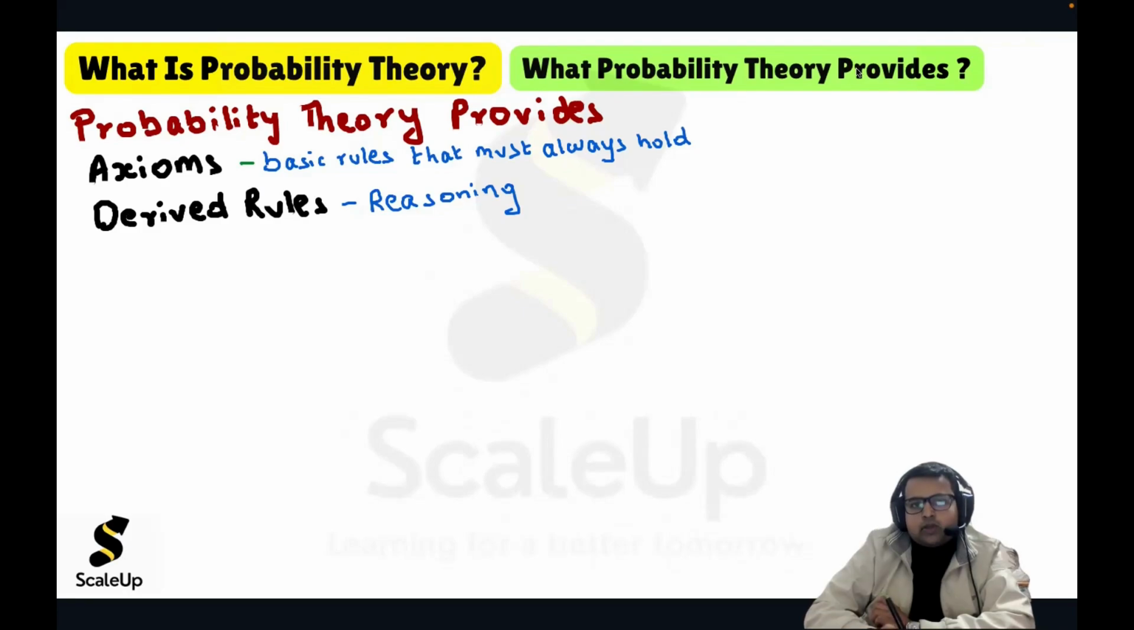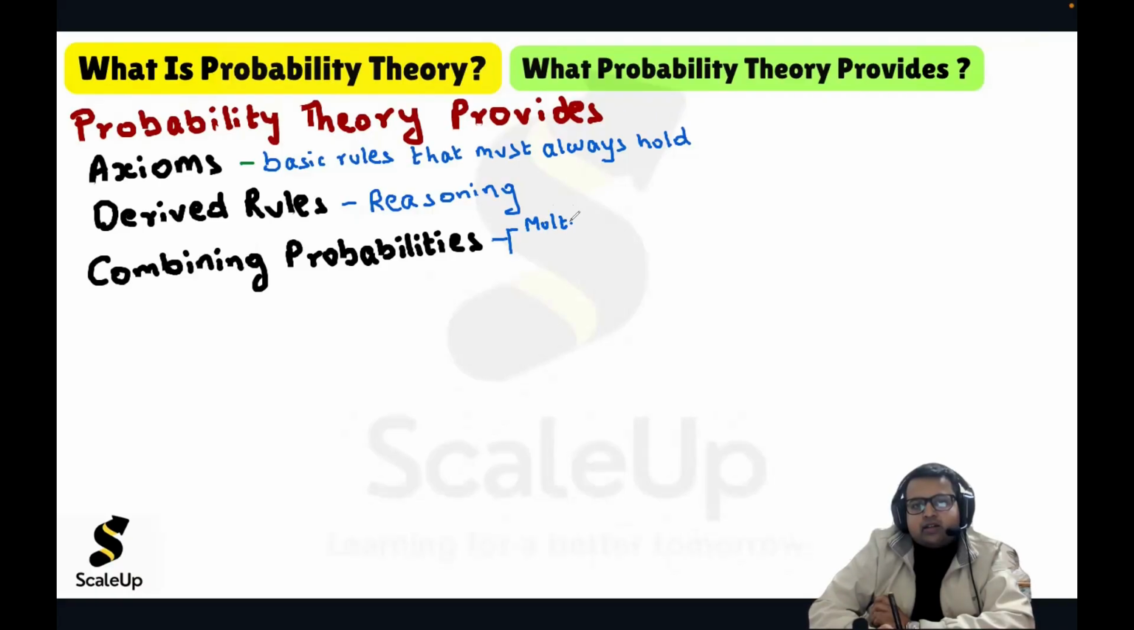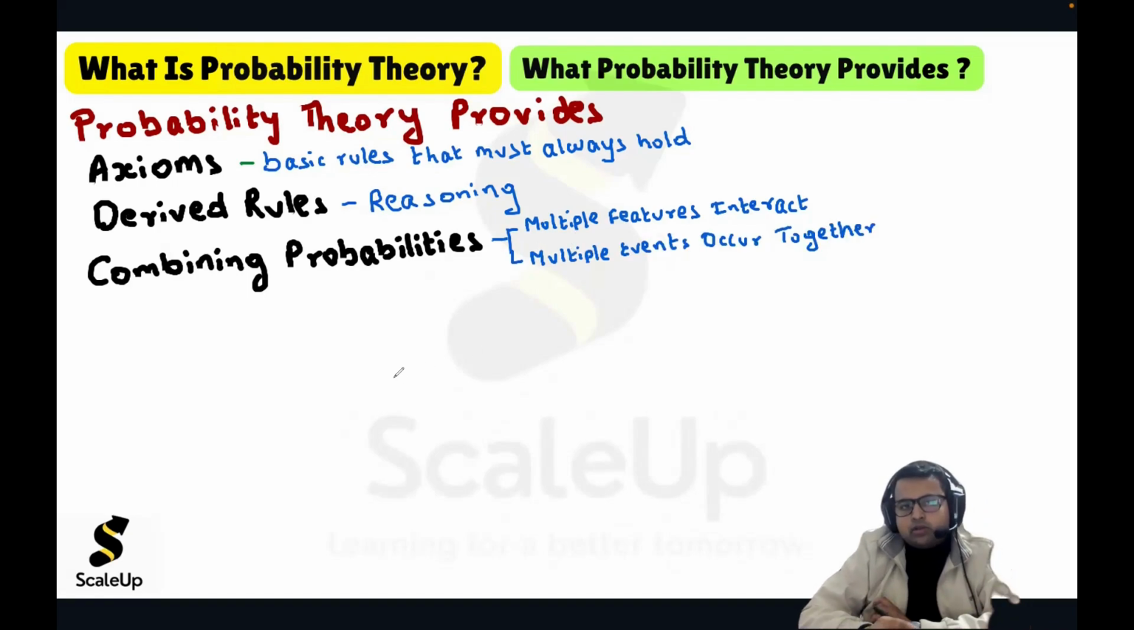Probability theory also provides mechanisms, or systematic rules, to combine probabilities, like how we can combine individual probabilities. When multiple features interact or when multiple events occur together, there is a need to combine individual probabilities, and probability theory provides us the systematic rules for combining probabilities.